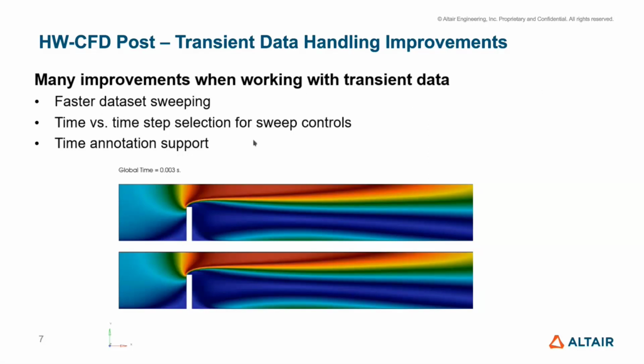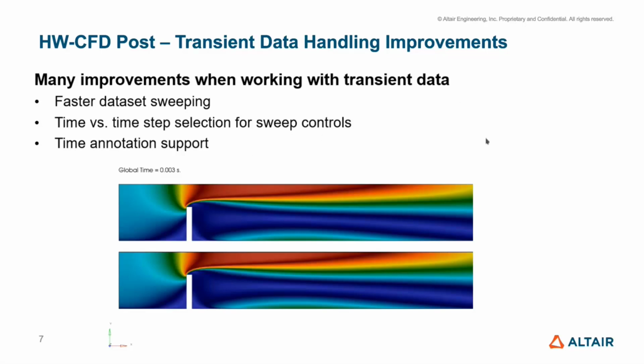So in addition to being able to handle those complex cases, we have faster sweeping in general. So if you have a single data set that you've loaded and you sweep it in time, it's about 2 times faster in this release than it was in the previous releases. We also have time versus time step selection for sweeping controls. And now we do have the ability to annotate time. So you can see in this slide, I have the global time shown up here as 0.003 seconds.